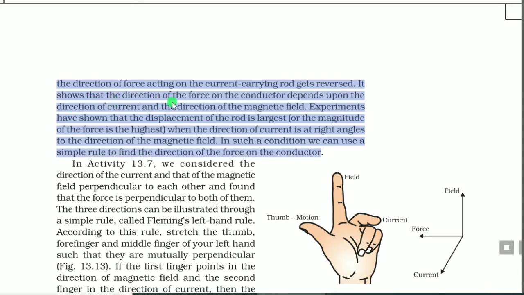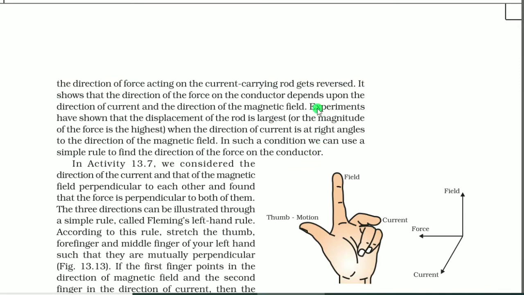It shows that the direction of the force on the conductor depends upon the direction of current and the direction of the magnetic field. Experiments have shown that the displacement of the rod is largest, or the magnitude of the force is the highest, when the direction of current is at right angles to the direction of the magnetic field. In such a condition, we can use a simple rule to find the direction of the force on the conductor.